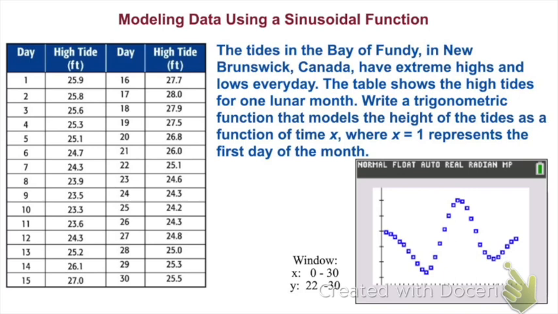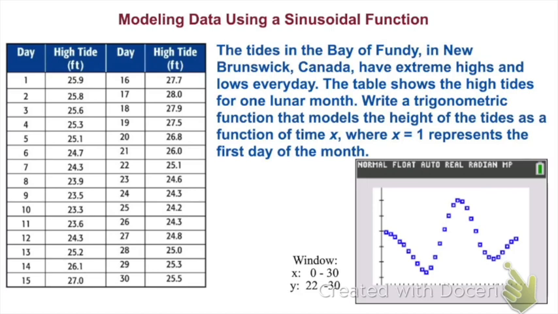We have a table here and it says the tides in the Bay of Fundy in New Brunswick, Canada have extreme highs and lows every day. The table shows the high tides for one lunar month. Write a trigonometric function that models the height of the tides as a function of time x, where x equals 1 represents the first day of the month. So we have this table.